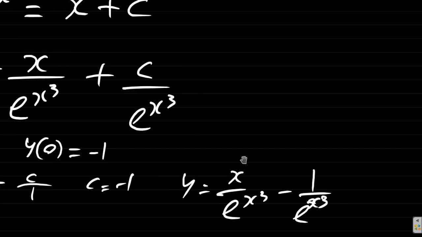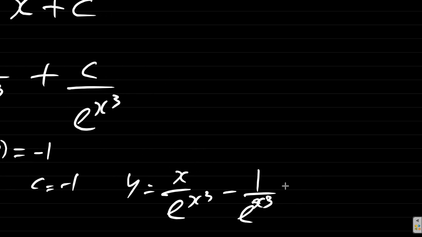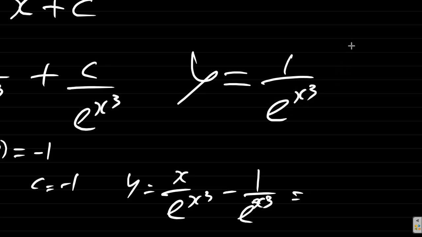Which you can write as y equals 1 over e to the x cube times x minus 1. So that's one way you could write the solution there. So that's it.